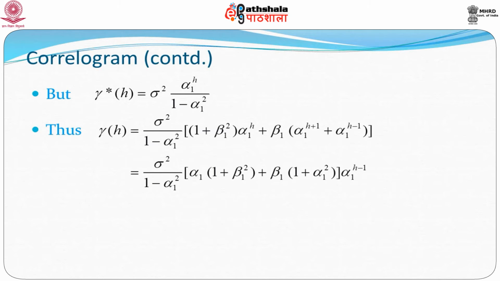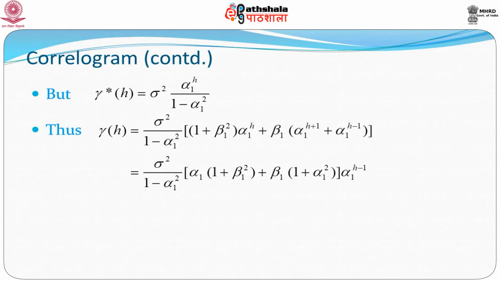Then, if we substitute this gamma star h in the previous relationship, we will end up with gamma h equal to sigma square by 1 minus alpha 1 square into this term in the third bracket. Remember, there were 4 terms, and these 4 terms simplify to these quantities.